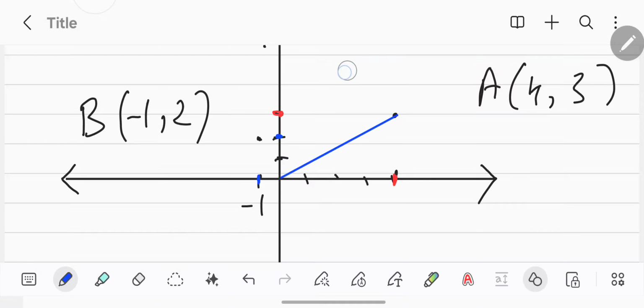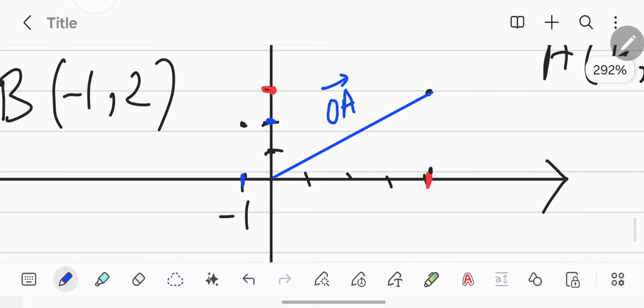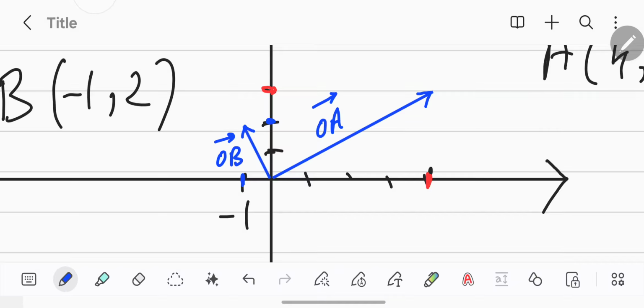Okay, so this is OA. Similarly, this point is B. In order to draw OB, I will join it to the origin, right? So let me join it to the origin. So this is OA and this is OB. Now we have both OA and OB. So you can call it OA and you can call it OB. So we have two vectors OA and OB.